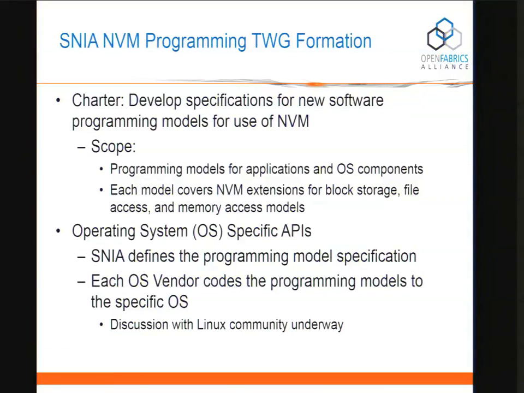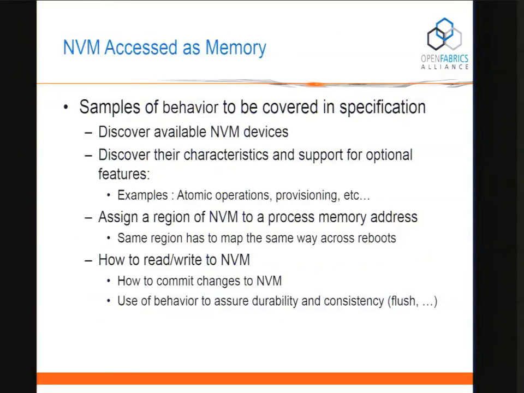So we're defining the programming model. We're not going to specify precisely how that programming model gets implemented in an API. Some of the things that we're looking at this point in the game are discovery of devices: how you discover, in a standard way, a device, what their characteristics are, and what kind of features they support. A good example of that was atomic writes, things like that.